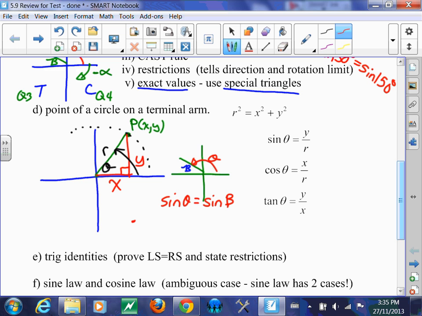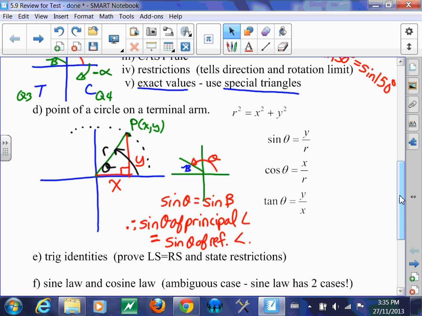So therefore, the sine of the principal angle equals the sine of the reference angle. And remember, your calculator is going to give you that reference angle answer, okay? All right, so in quadrant 1, the reference angle equals the principal angle. In quadrant 2, remember, it's the complement of it. So you've got to find the equivalent expression.